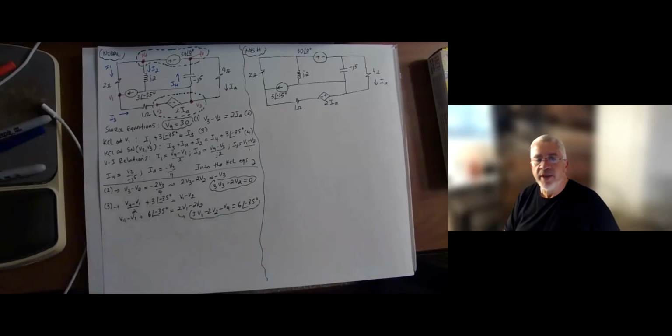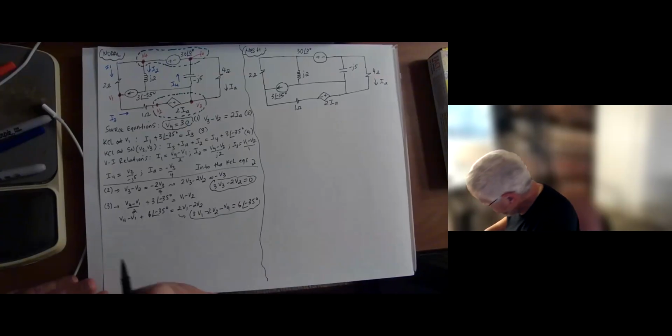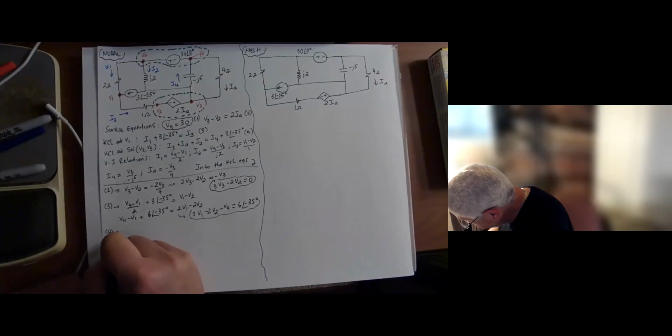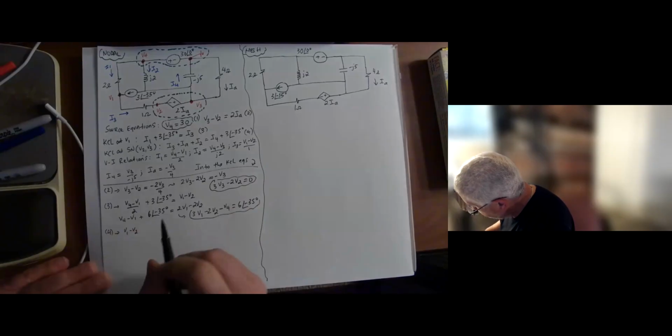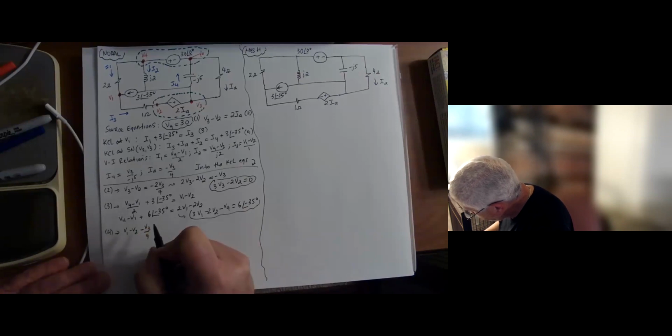Again, forgive me if I'm doing it on the fly, and if I make some errors, I apologize for that. And then finally equation 4, which is I3, V1 minus V2, plus IA, minus V3 over 4, plus I2, V4 minus V3 over j2.